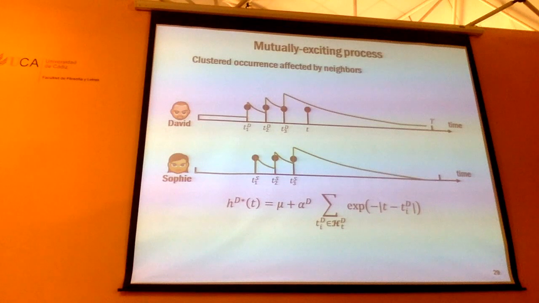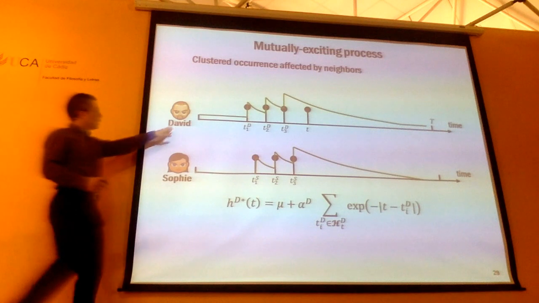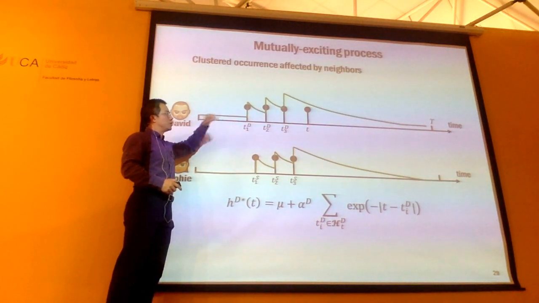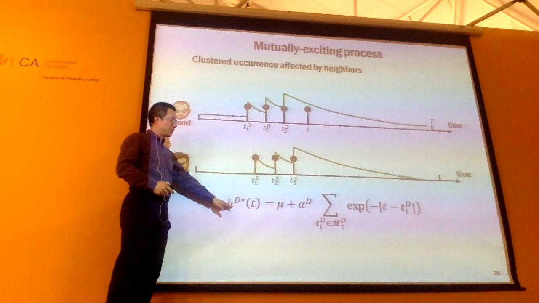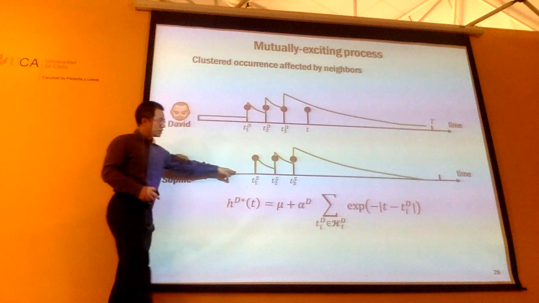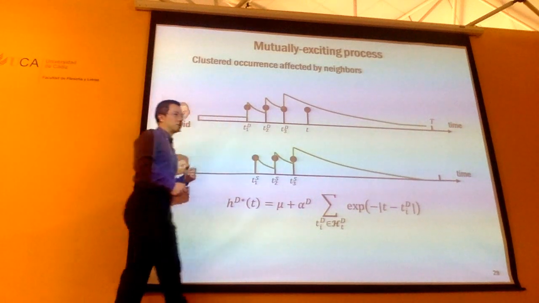For instance, you can also talk about the influence of one person on another person. This is called a mutually exciting process. So you just have two people, Davy and Sophie. Davy has his own dynamic process. It has this intensity function which corresponds to the Hawkes process, something like this. And then Sophie also has an intensity function, which is something like this.